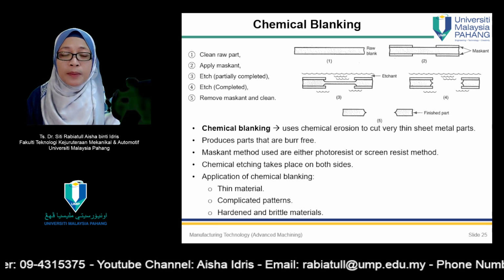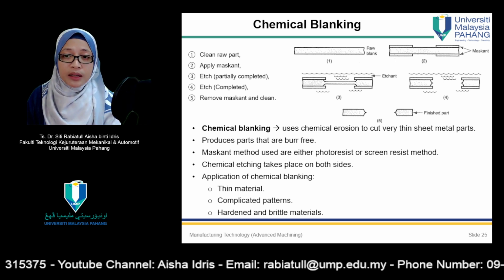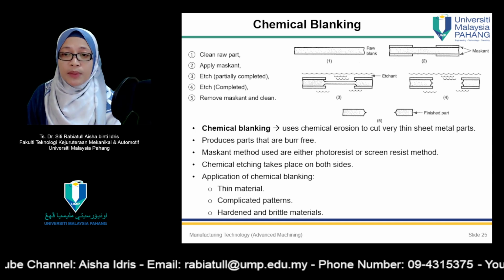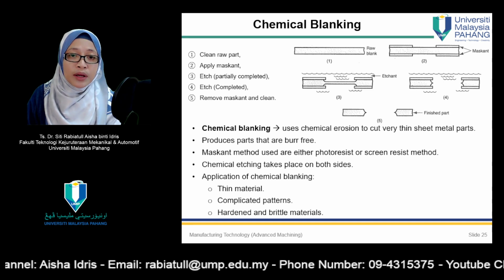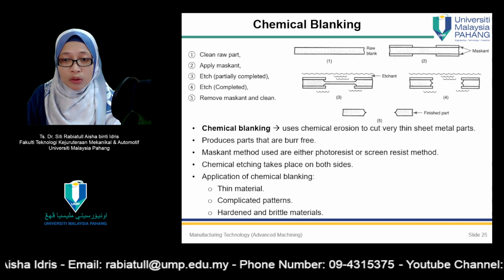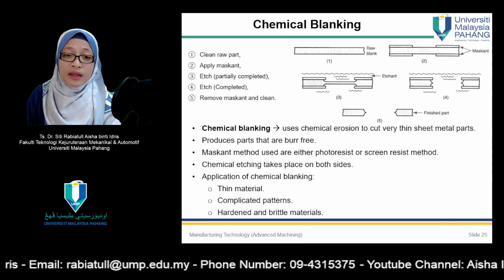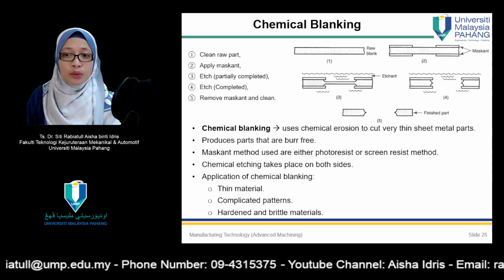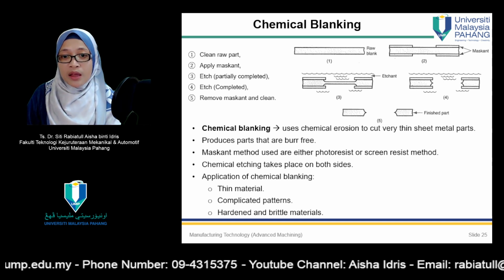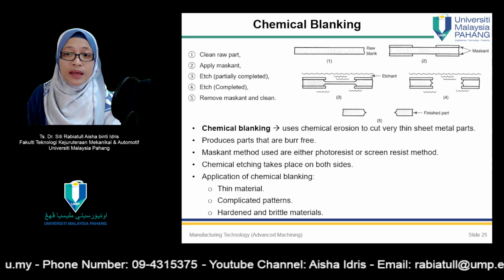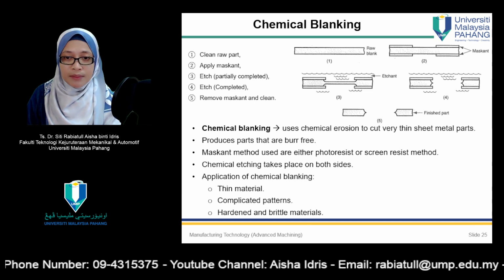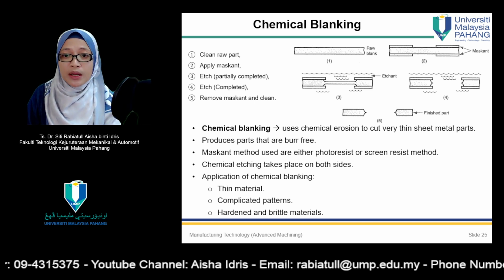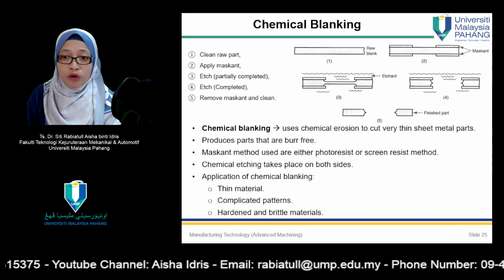Methods used for applying the masking in chemical blanking are either the photoresist method or the screen resist method. For small and or intricate cutting patterns and close tolerances, the photoresist method is used. Screen resist masking methods are not nearly so accurate as photoresist. The small work size in chemical blanking excludes the cut and peel masking method. Using the screen resist method to illustrate steps in chemical blanking, as shown in this figure over here.